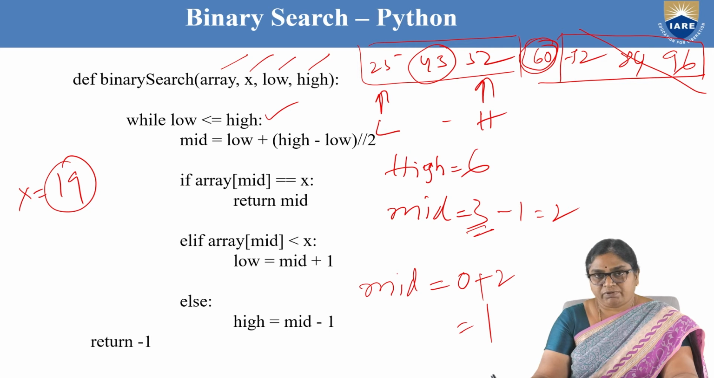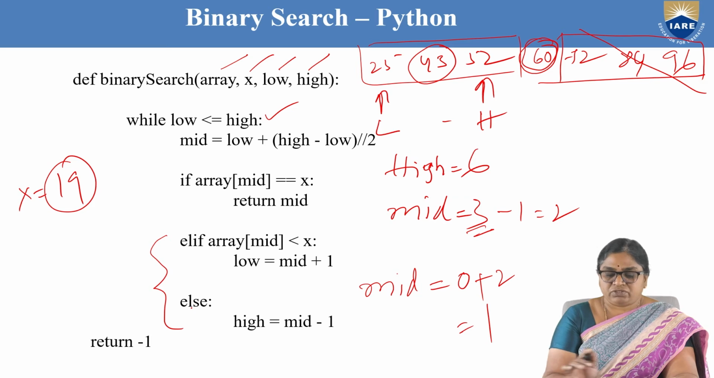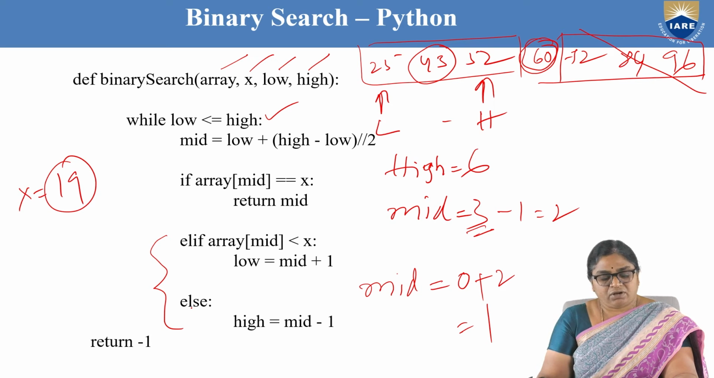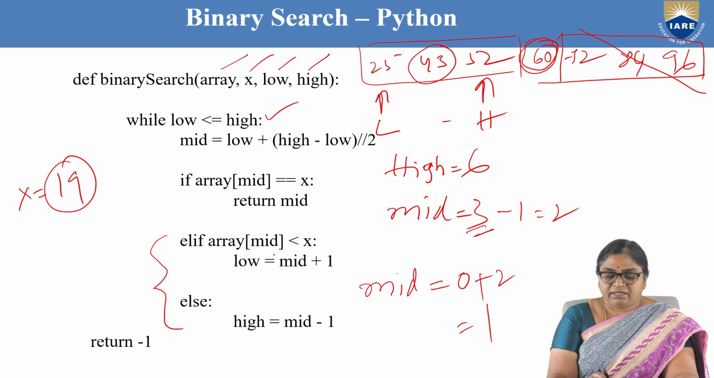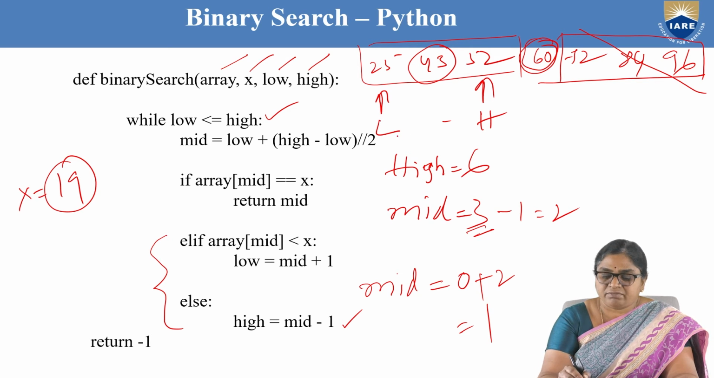No. So what will we do? Again we have to go with one of these two conditions. Here also our key element 19 is less than 43. So that means array of mid is greater than the key element. Then also we'll reduce the high value only. High will become mid minus 1. That means high will become 0.